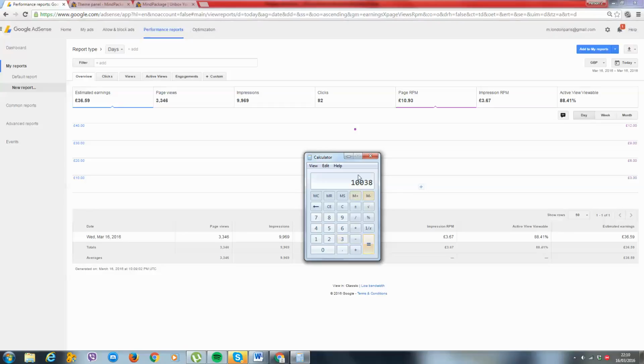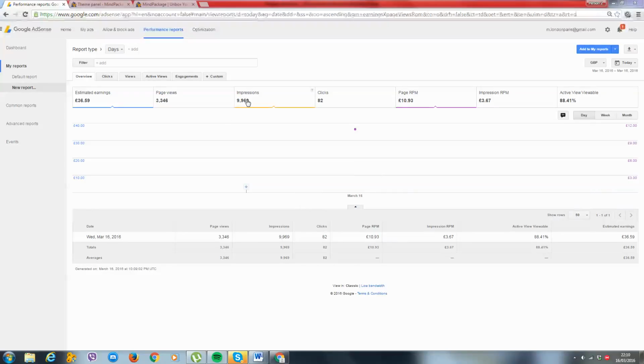Times 3, that's 10,038, and I have a number very, very near to that. We have 3 ad placements, as I've taught you to set up your sites with: one sidebar ad over here, one banner ad at the top, and one banner ad at the bottom. That's why the impressions will always be around 3 times greater than the page views.